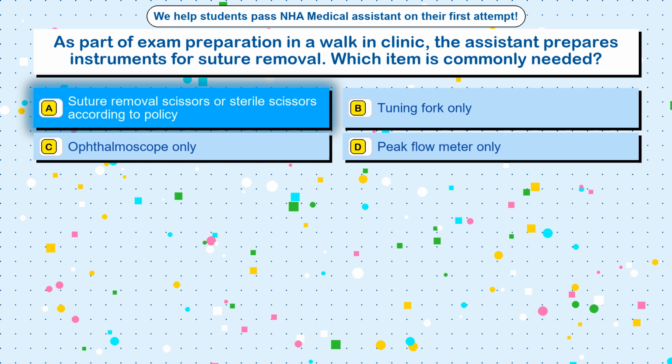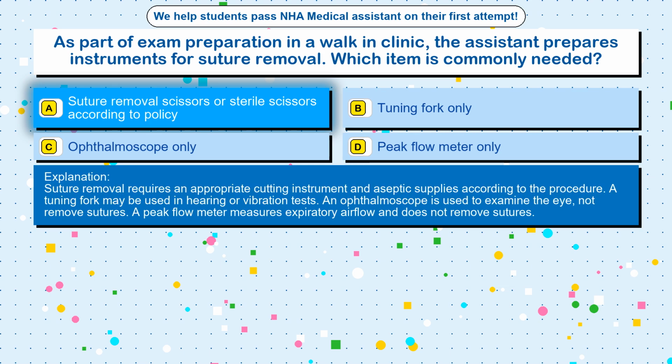Suture removal scissors or sterile scissors according to policy. Suture removal requires an appropriate cutting instrument and aseptic supplies according to the procedure. A tuning fork may be used in hearing or vibration tests. An ophthalmoscope is used to examine the eye, not remove sutures. A peak flow meter measures expiratory airflow and does not remove sutures.